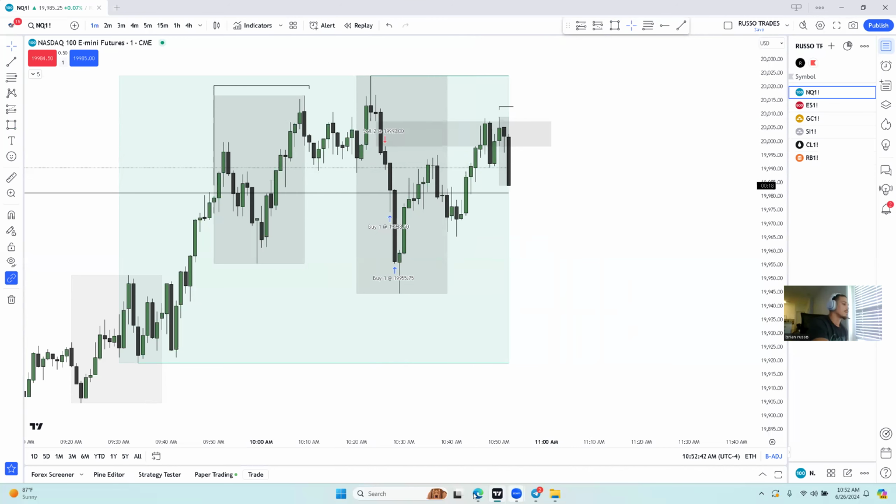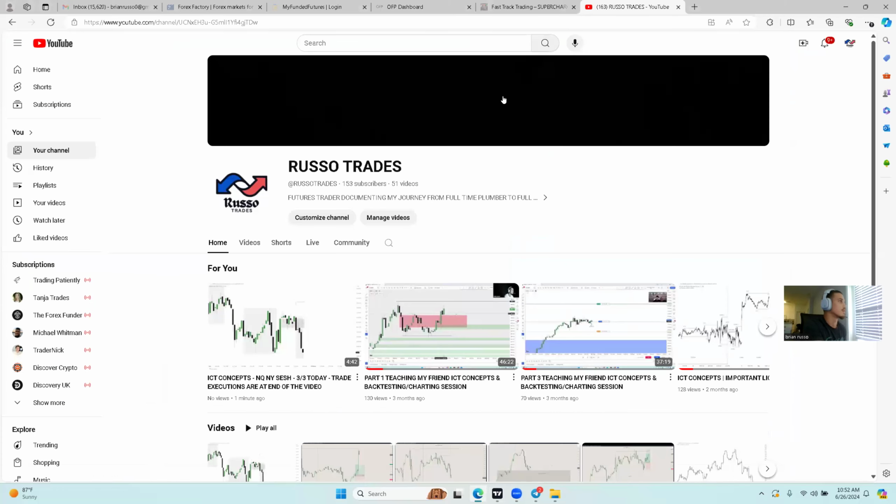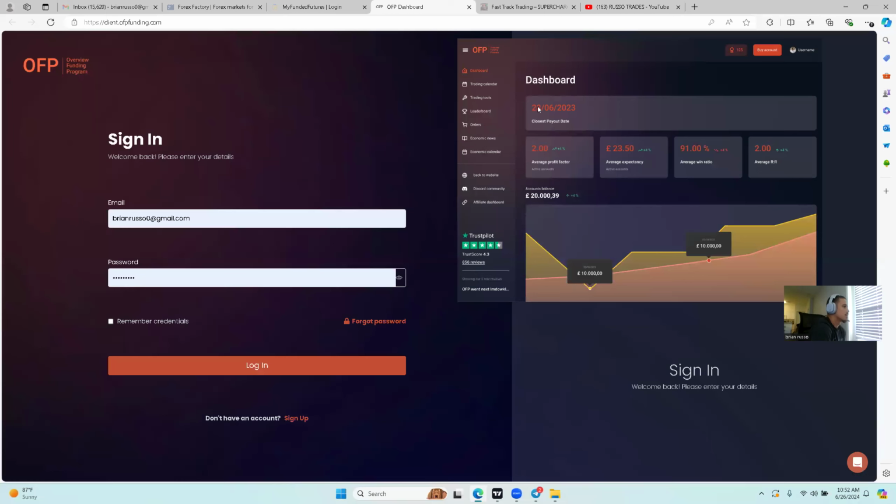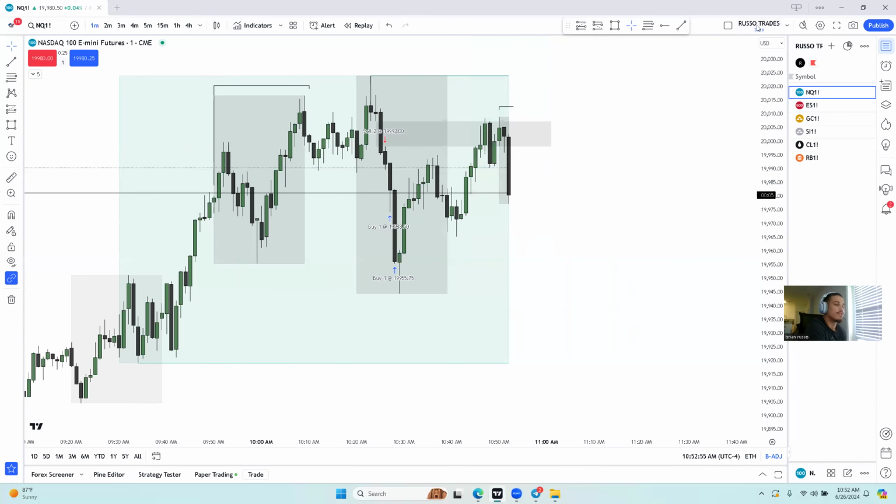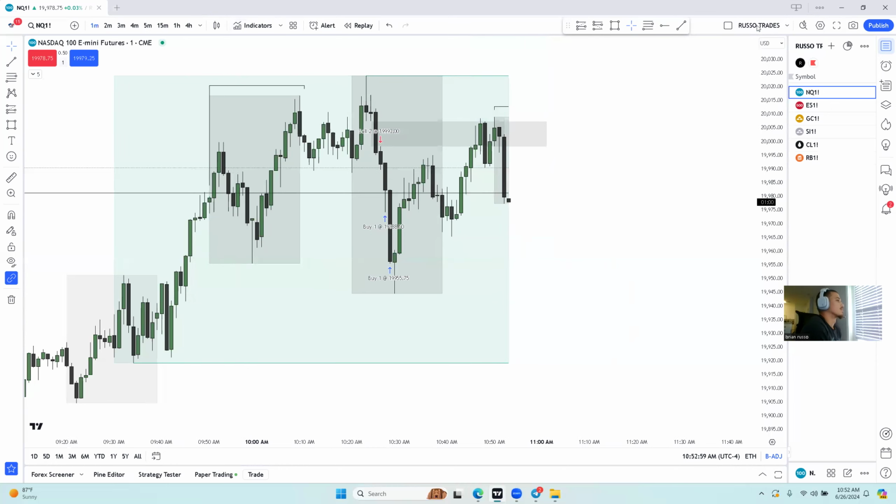So in terms of where I've been at with my trading, I've been working with OFP. You know what? I don't want to get my personal stuff on here. So I had a 25K Forex account. Made like 5.5% last week on it. So I'm due like a $1,500 payout here in the next couple weeks.